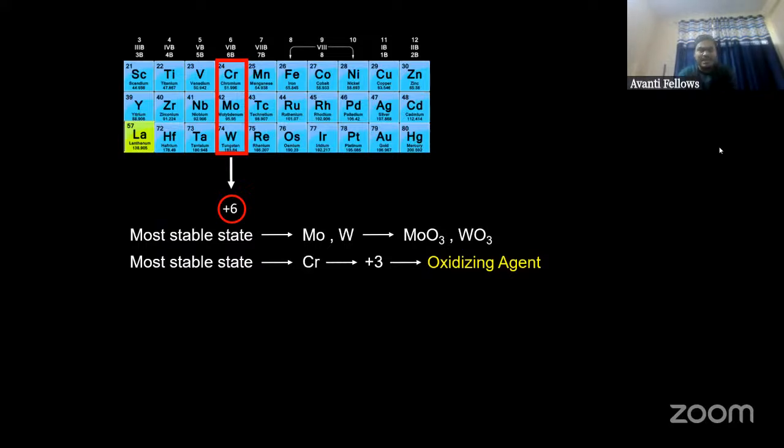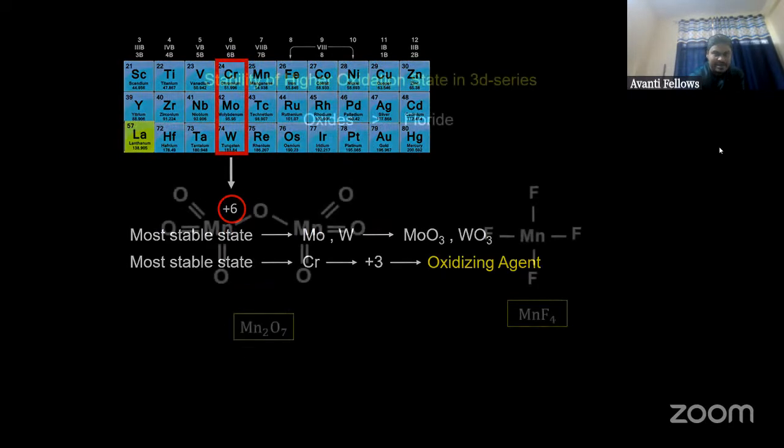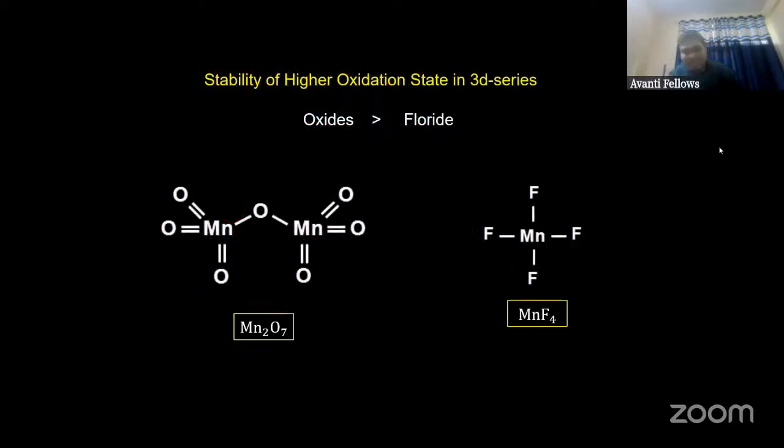The most stable oxidation state is +6 of Mo and W in case of MoO3 and WO3. And due to this, they act as very good oxidizing agents, right? Now, let's see the stability of higher oxidation states in the 3d series. तो अगर मैं higher oxidation state की बात करूं, in case of oxides and fluorides, oxides are much more stable as compared to fluorides. For example, Mn2O7 exists, MnF7 cannot exist. Only MnF4 exists, right?